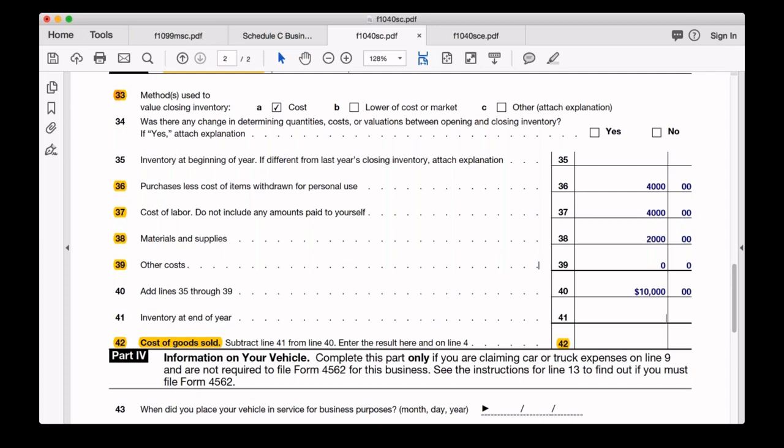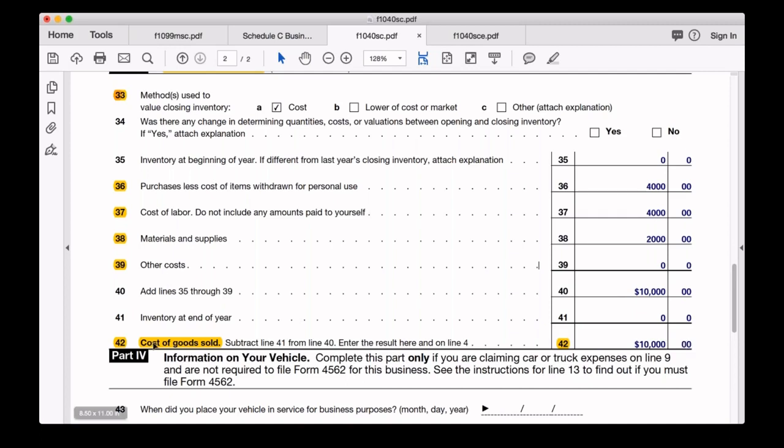Inventory at the end of the year, I'm going to say 0 because my inventory at the first of the year was also 0. So 0, 0. I'm not tracking inventory. I'm just tracking purchases. So that means that my total cost of goods sold is going to be 10 grand, $10,000, right?